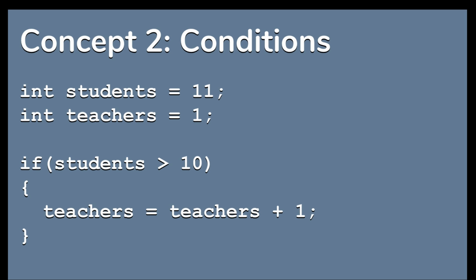So then we'd say, if there are more than 10 students, teachers are actually going to be the value of teachers plus 1. So 2 teachers. If there's 11 students, correct. So here you can also see that we can use its own variable on itself because it has been defined at the top.